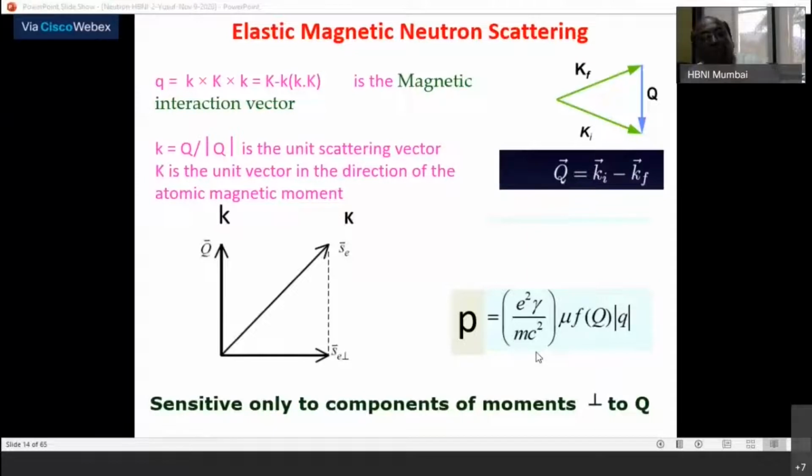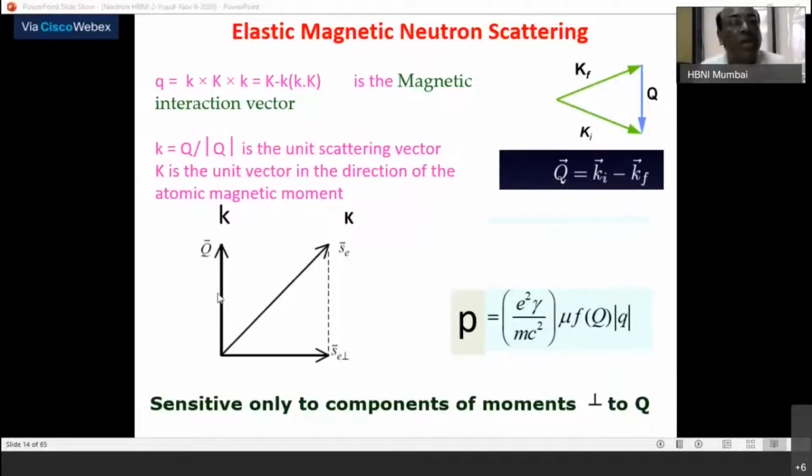I told all those things to tell you that magnetic neutron scattering is so novel, so straightforward, so easy to interpret the data, it is unparalleled, and you get microscopic understanding. Okay. Now coming back to this.